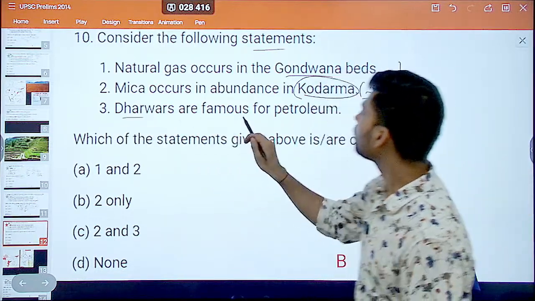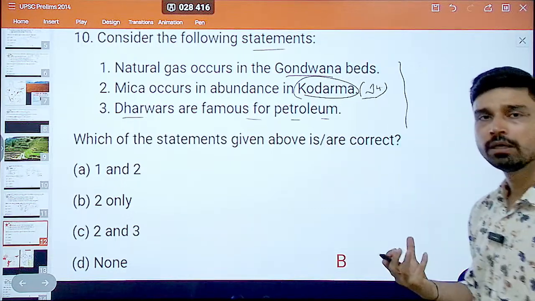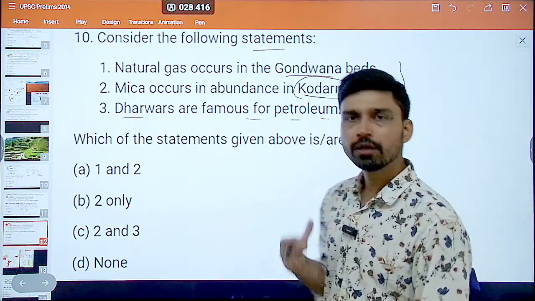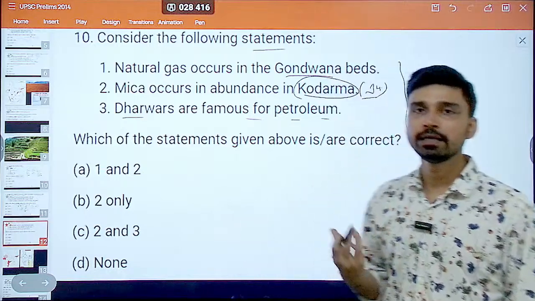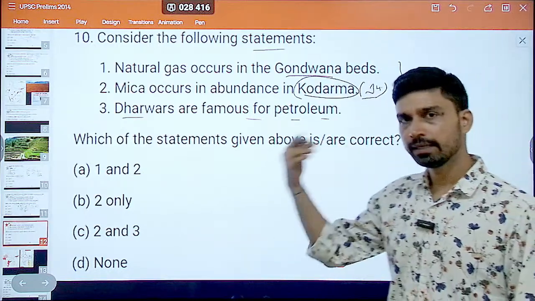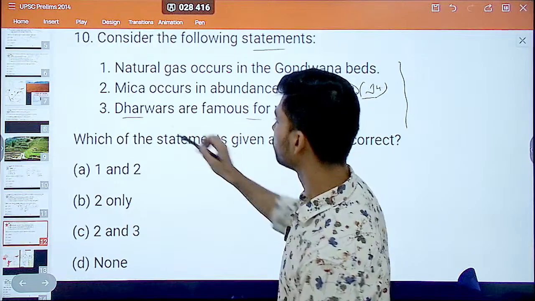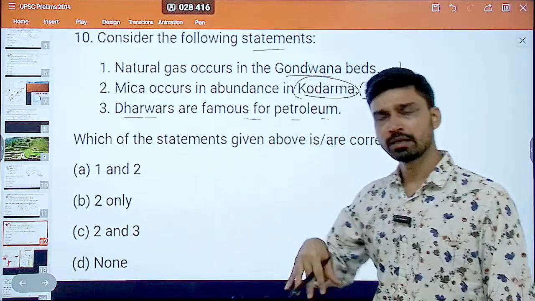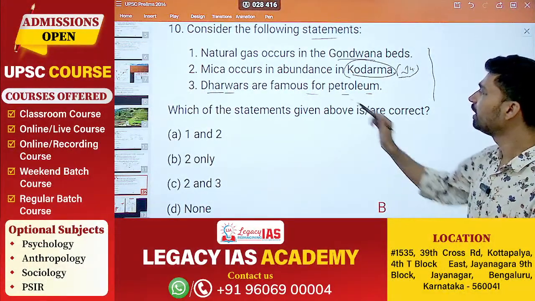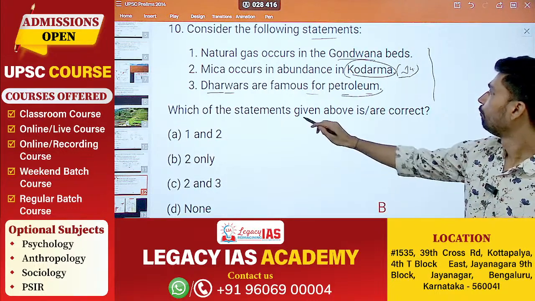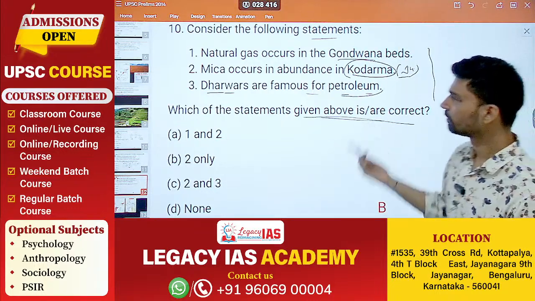And Dharwar are famous for petroleum. Now Dharwar is one of the proto peninsula which make up your entire Indian peninsula apart from Aravallis, and then in the eastern part you have the Chota Nagpur region. So Dharwar basically is currently situated in the state of Karnataka. It is famous for petroleum. So which of the given statements are correct?